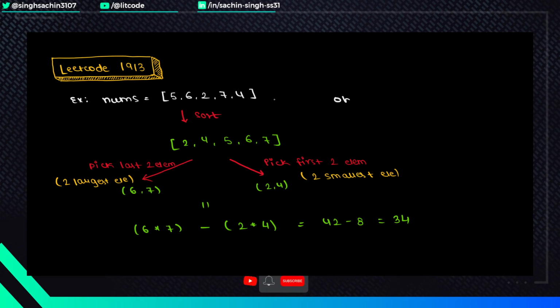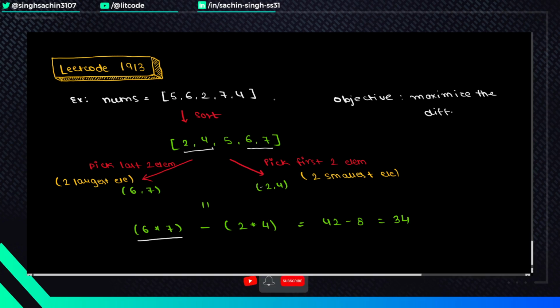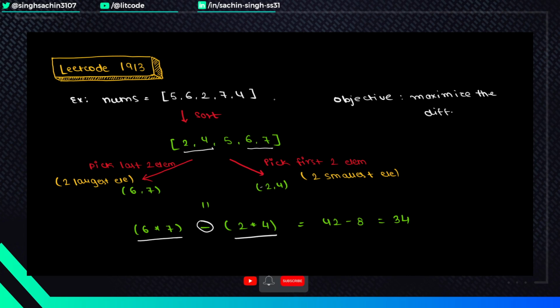Our objective is to maximize the difference. So we'll pick the two largest elements so that we get the largest possible product, and we'll pick the two smallest elements so that we get the smallest possible product from the array. Once we have these, we simply multiply the largest digits with each other and the smallest digits with each other, and do a subtraction. That's it. This will be your solution.